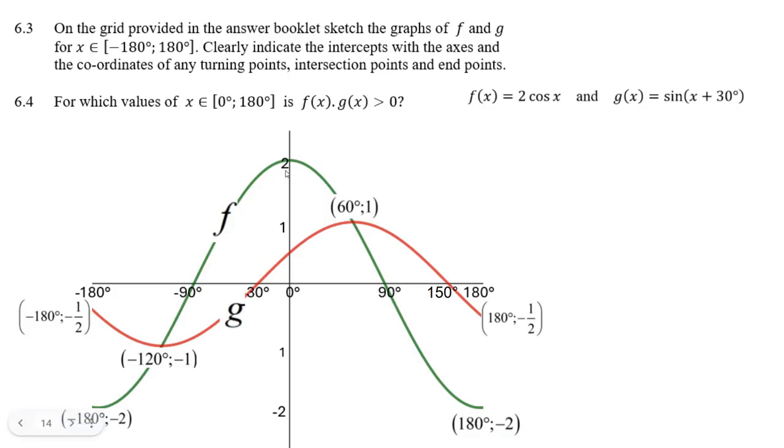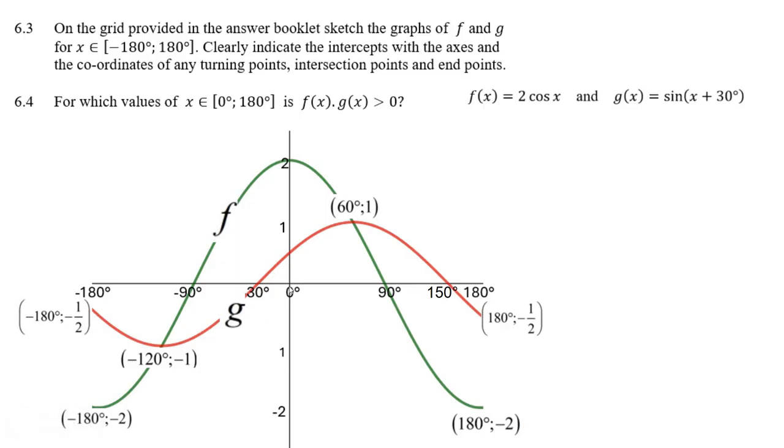It looks the same as the sine wave, a cos wave, but that's the shape, and it goes right through 2 there. Now you just got to make sure that you label the y-intercept there of 2. Label the endpoints, 180 and minus 2, minus 180 and minus 2. Well, you're done there. Now let's look at this sin of x plus 30.